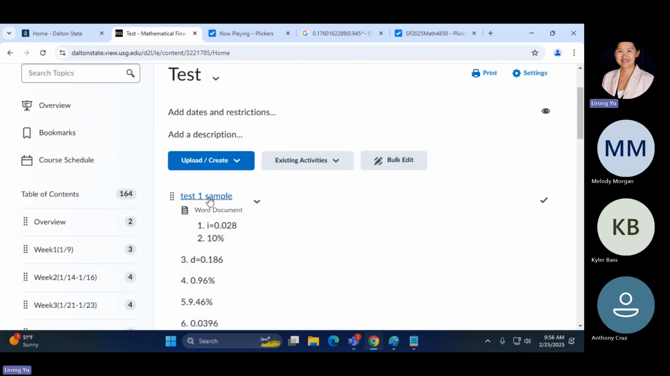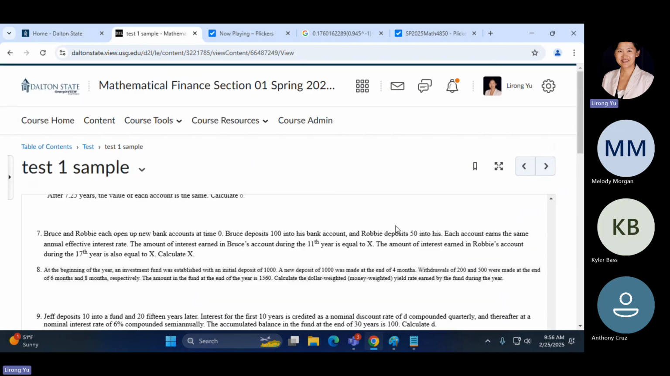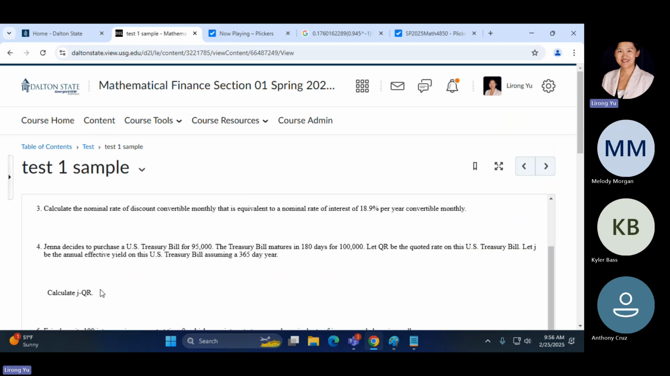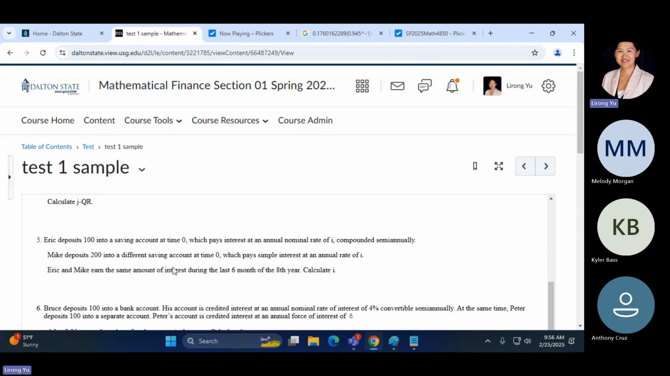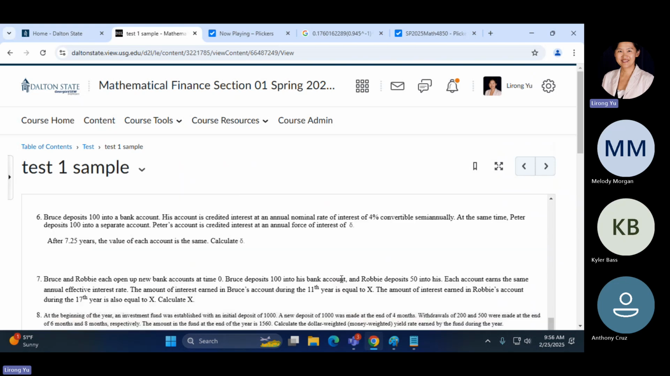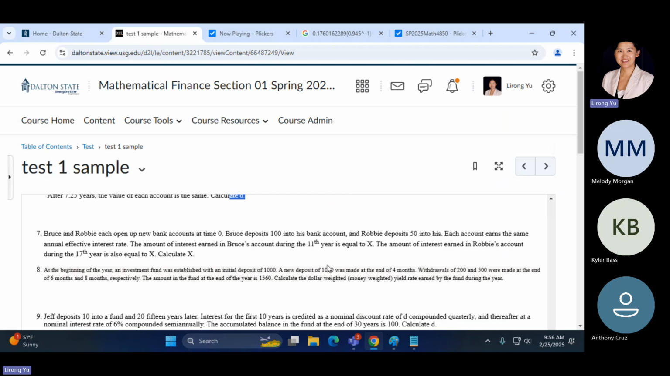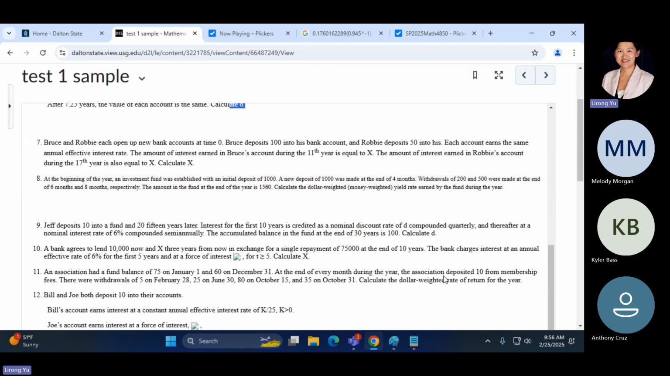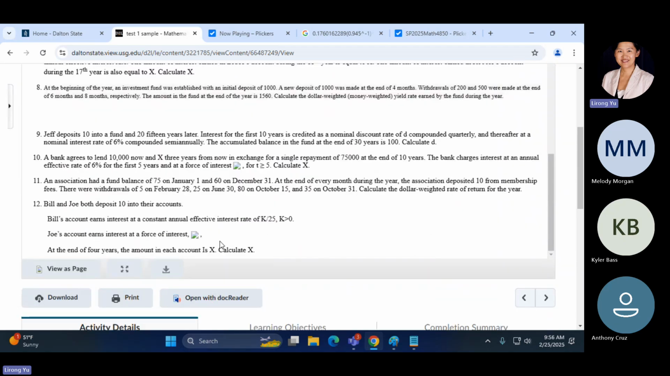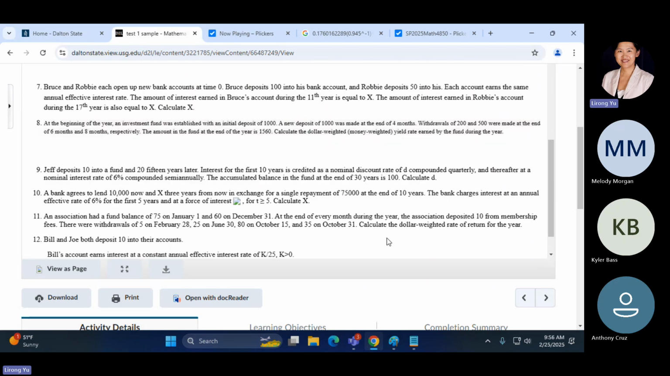And this is a test 1 sample. Pretty much this is for the force of interest calculation and yield rate calculation. And there are questions about calculating interest using the force of interest to calculate the accumulation function. So you have to download the Word file to see the force of interest function.